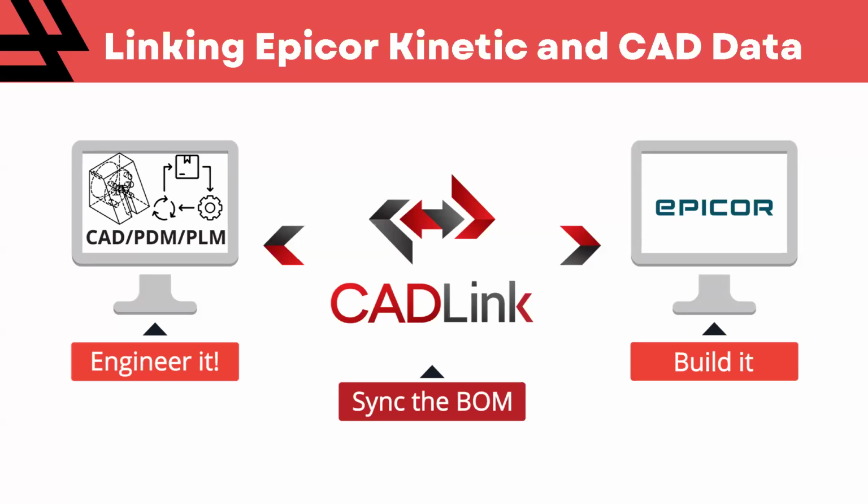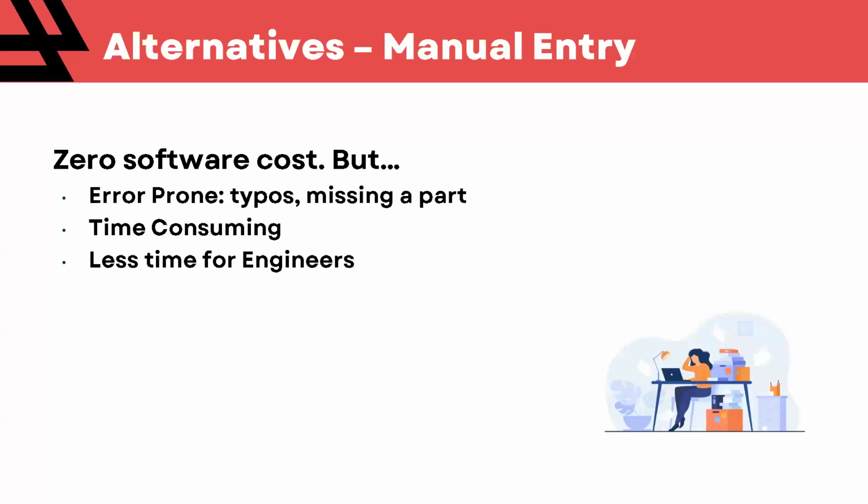When we're talking to prospects, we normally see a couple of different alternatives. The first being manual entry. A lot of companies will come to us and let us know that they're using manual entry to type their part and BOM information into Epicor.